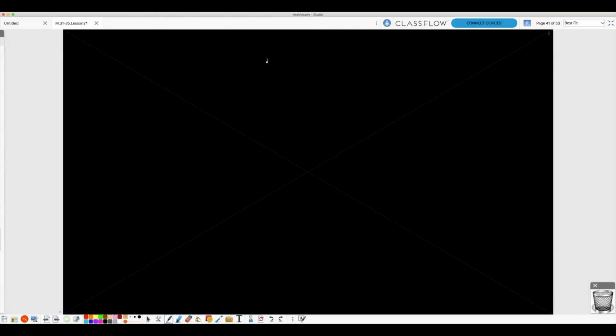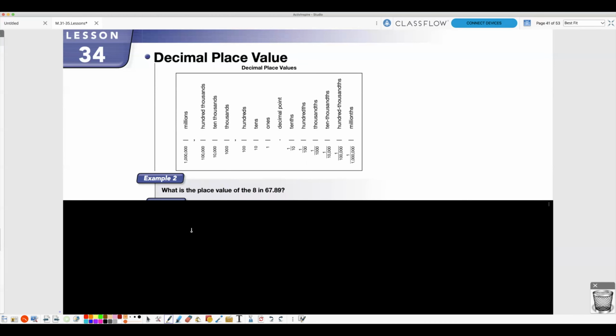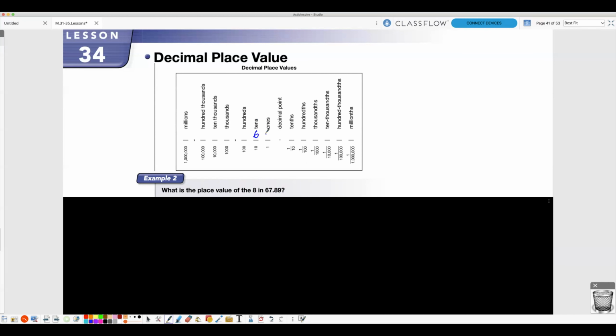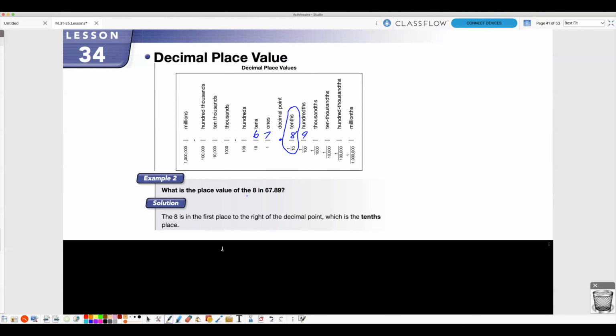Let's try another example. So looking at the chart again, what is the place value of the 8 in 67 and 89 hundredths? So if you don't know, you could use your decimal chart here. 67, decimal goes right there. The 8 goes here, the 9 goes here. You need to learn this decimal place value. So this one here, you can see the 8 is clearly in the tenths place with the "ths". It's the first place to the right of the decimal. It's called the tenths place. That's the name of that place value.